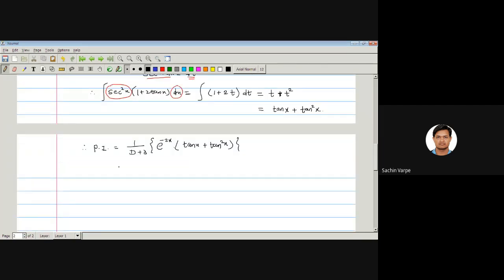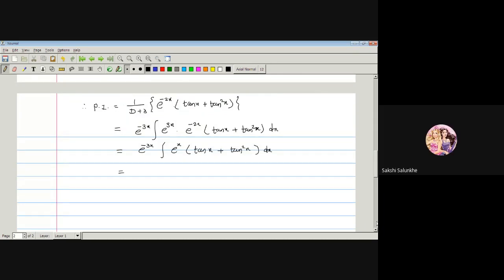Now again apply 1 upon D plus 3 onto this f of x. So what will it be? e to the power minus 3x integration of e to the power 3x into f of x, where f of x is e to the power minus 2x into tan x plus tan square x dx. So that is equal to e to the power minus 3x integration of e to the power x into tan x plus tan square x dx. How do we solve this integration now?